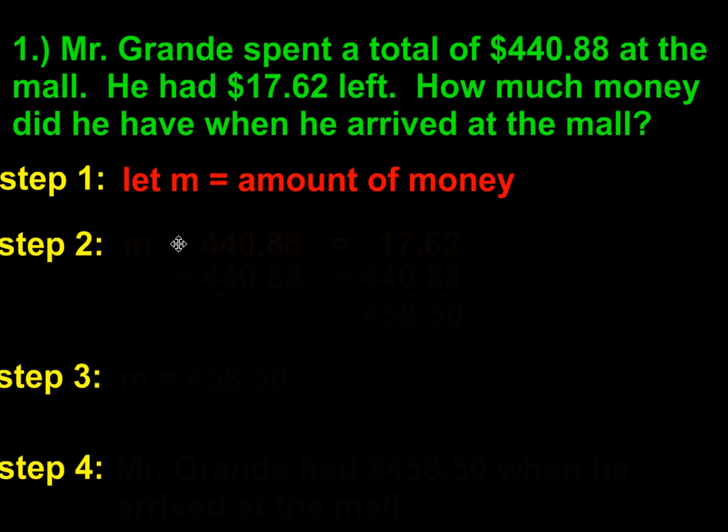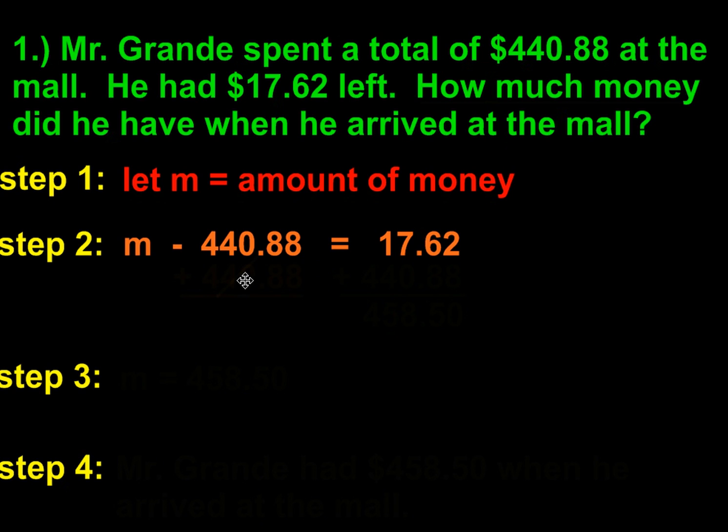So putting those numbers and that variable in, we start off with the amount of money he had, which we don't know when he arrived. We subtract from that the amount we know he spent, $440.88, and that should give us the amount we know he left with, $17.62.